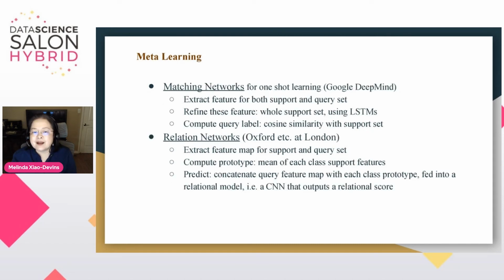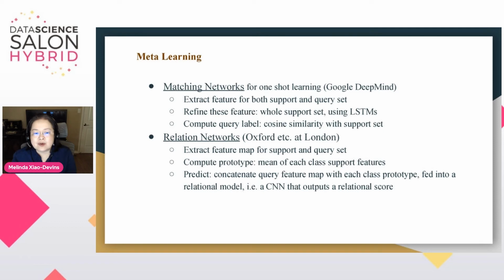There are other networks, like a matching network for one-shot learning. The first paper was published by Google DeepMind, and this is in the area of metric learning. It's pretty much the first example in metric learning. It can extract a feature for both support and query set and refine those features using LSTM and compute the query label using cosine similarity with the support set.